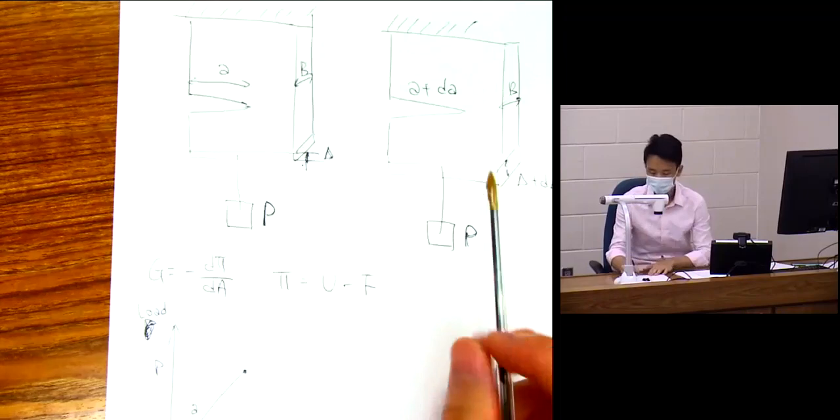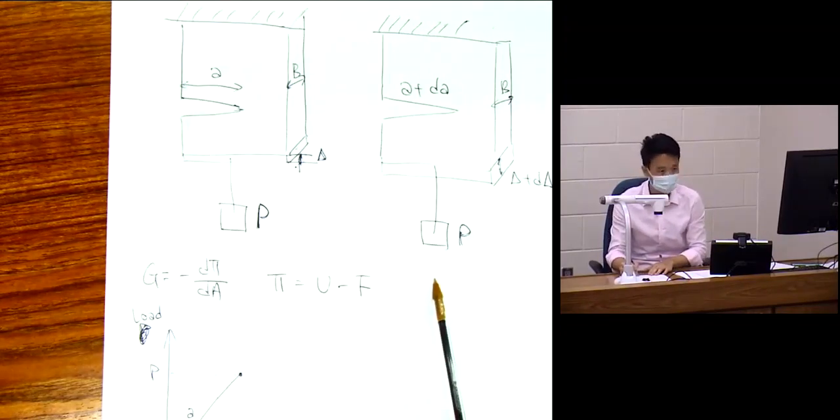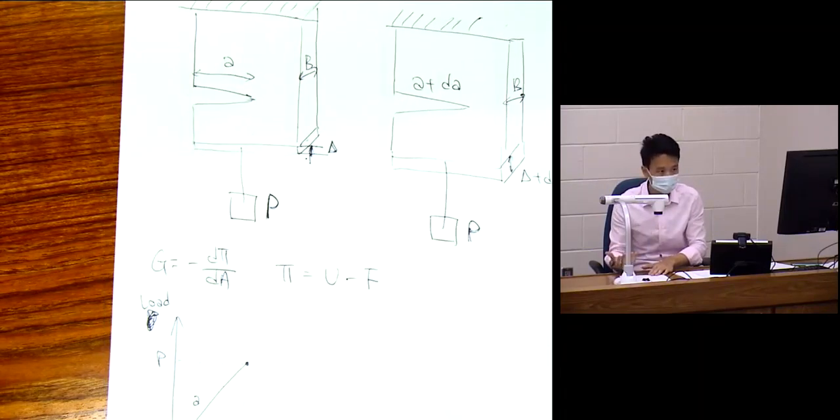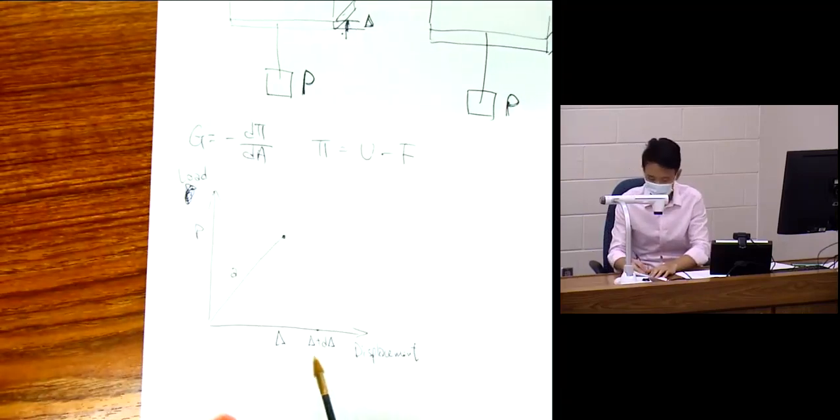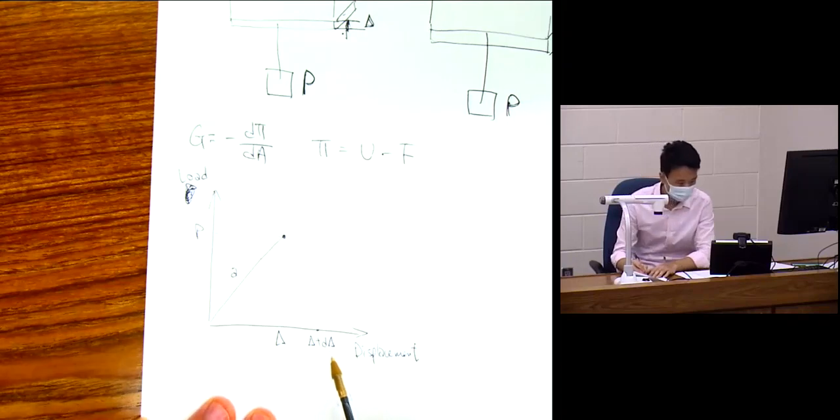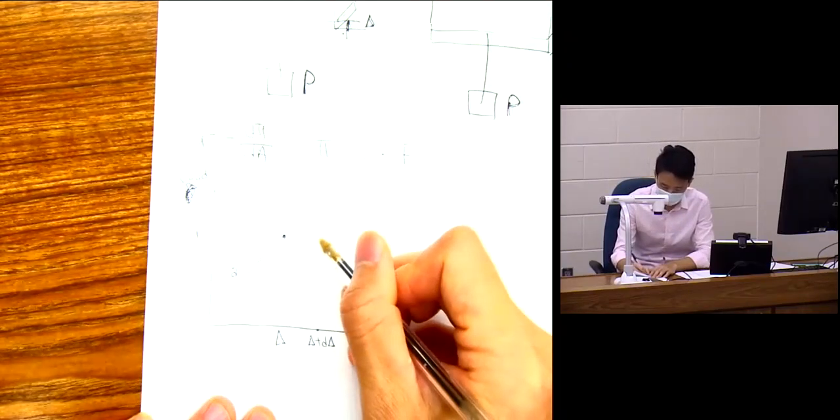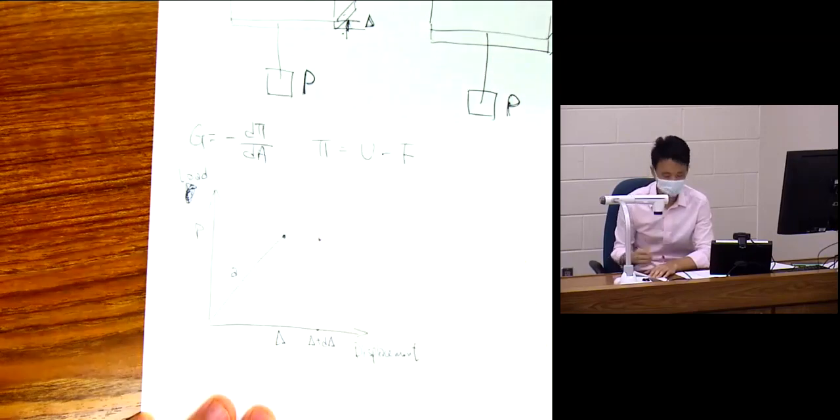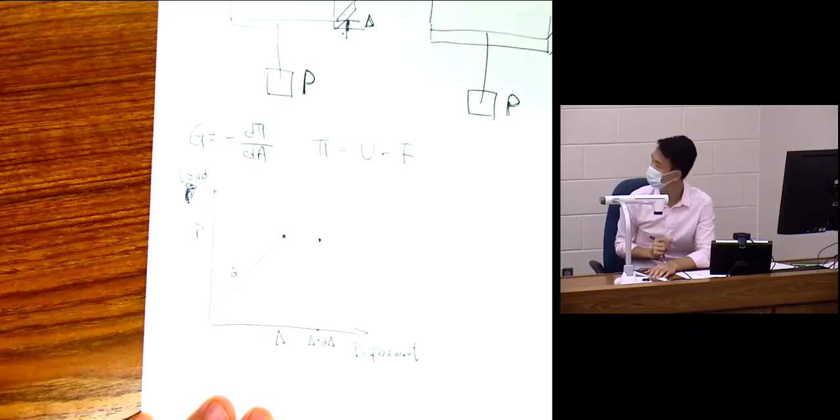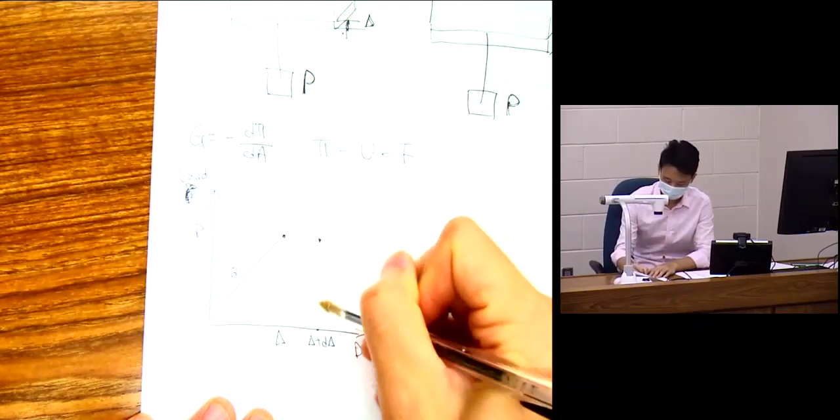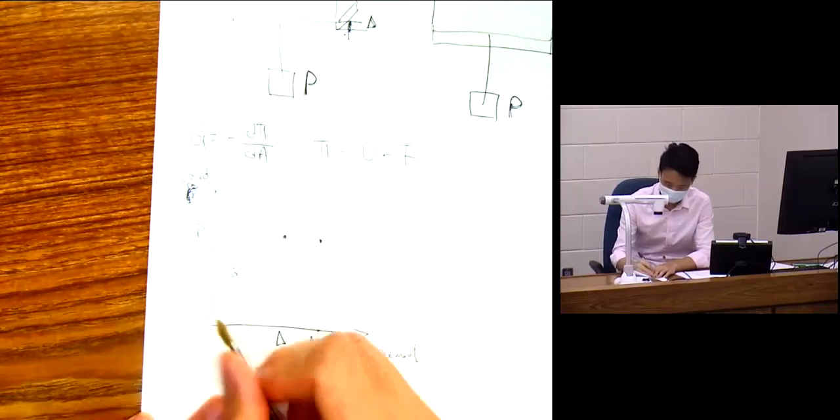And now think about the other configuration. So the weight is still P, okay? Now it has displaced a bit more, delta plus d delta. So it's a bit larger. And P is always the same because it's a dead weight, so it can't go above P. And the equilibrium point must be right here, right? Because it's displacement here, P is the only applied force.